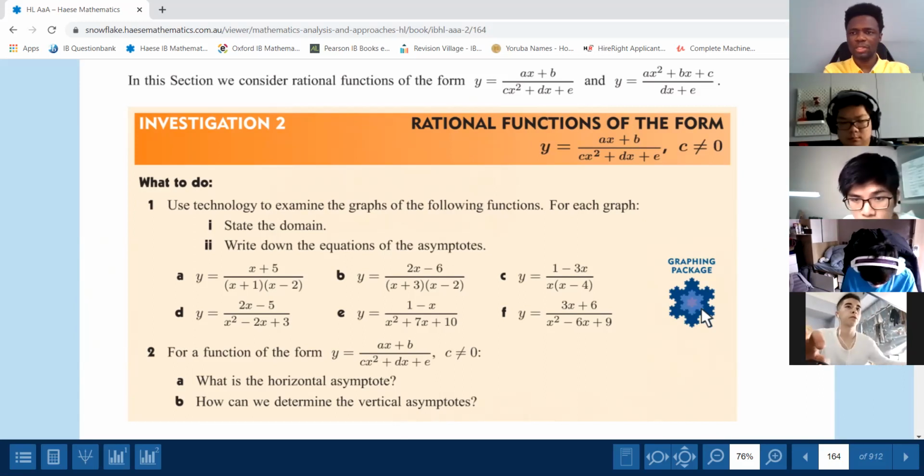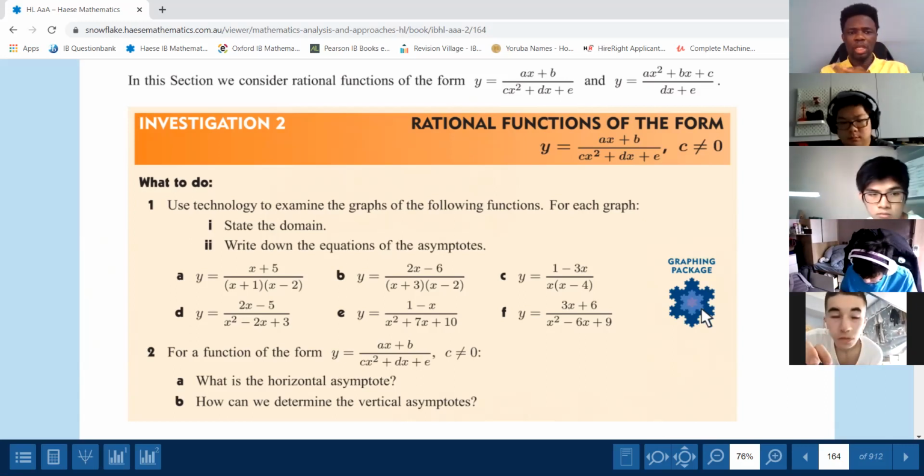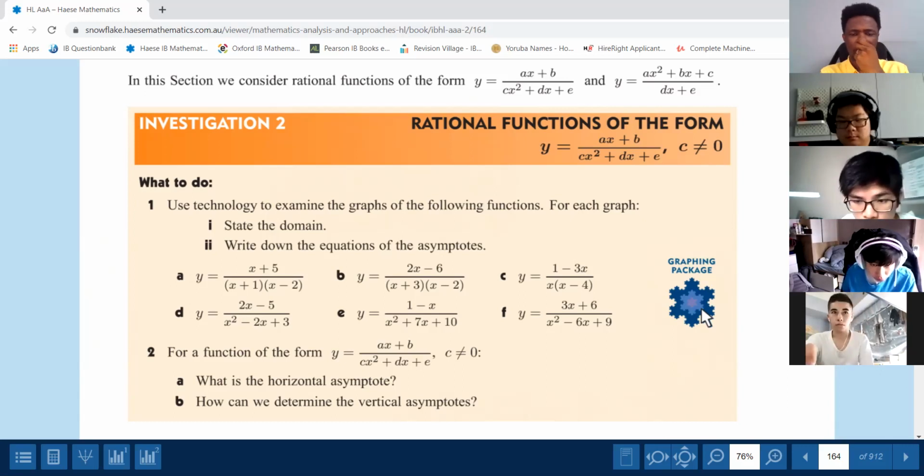This is Daniel. Finished. Yes, sir. You finished? Okay, let's wait for others. So start your observation, look at your domain, and write down the equation of the asymptote. No, you don't have to write it down, just note it in your mind.